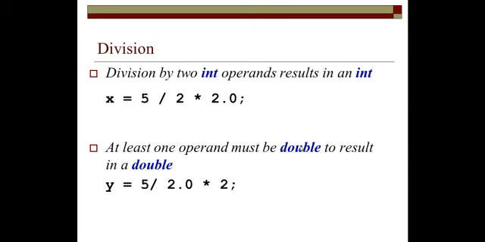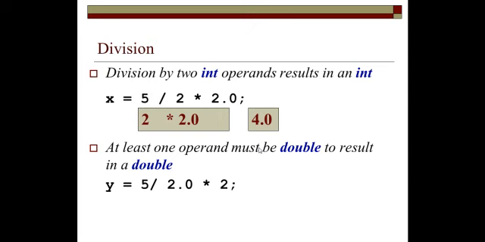Now what about division? Division of two int operands results in an int. 5 divided by 2 times 2.0. 5 divided by 2 actually gives us 2. Remember, the fractional part is automatically removed when I'm dividing ints. So integer division gives you an int. 5 divided by 2 gives you the 2. It truncates off the fractional part. Then I multiply that by 2.0, and the result is 4.0.